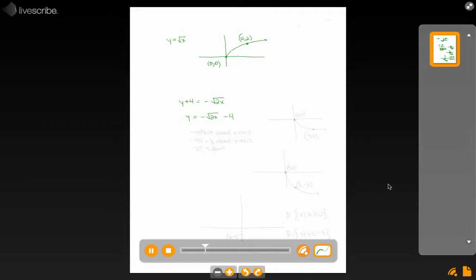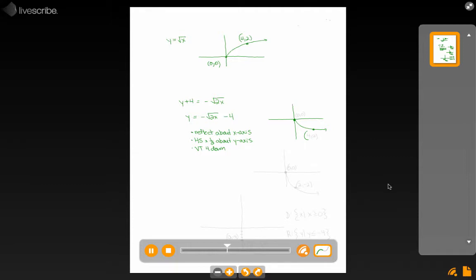So compared to the regular radical function, we've got a couple things going on here. We've got a reflection, and in this case it's about the x-axis. We've got a horizontal stretch by a factor of a half about the y-axis. And then we've got this vertical translation 4 units down. So let's do these in 3 steps here.